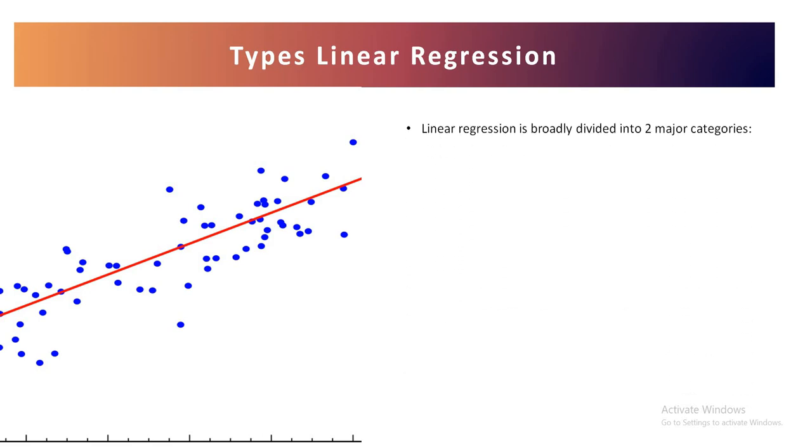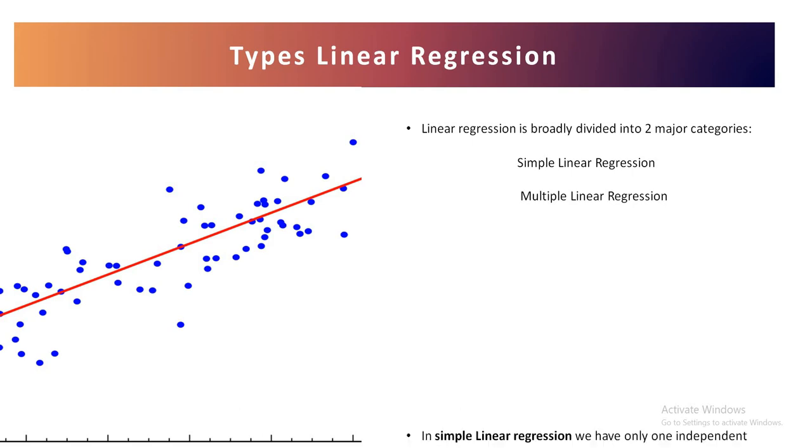Now let's understand what types of linear regression are available. There are broadly two categories of linear regression which we will be using in our day-to-day life. Obviously there are other categories like polynomial regression, but these are the most important ones which we'll be using on a day-to-day basis in our machine learning journey. The first one is simple linear regression, the second one is multiple linear regression.